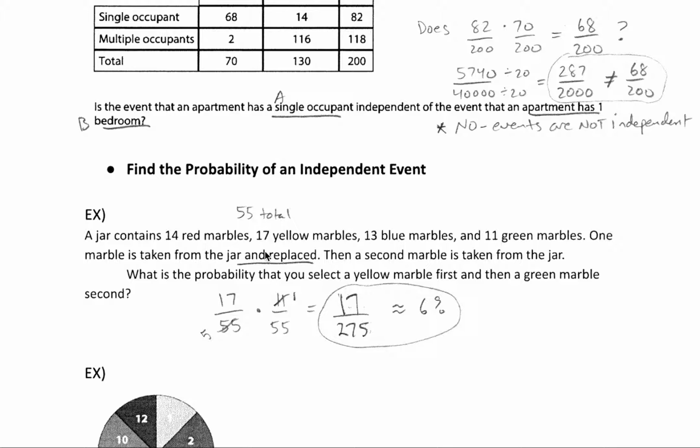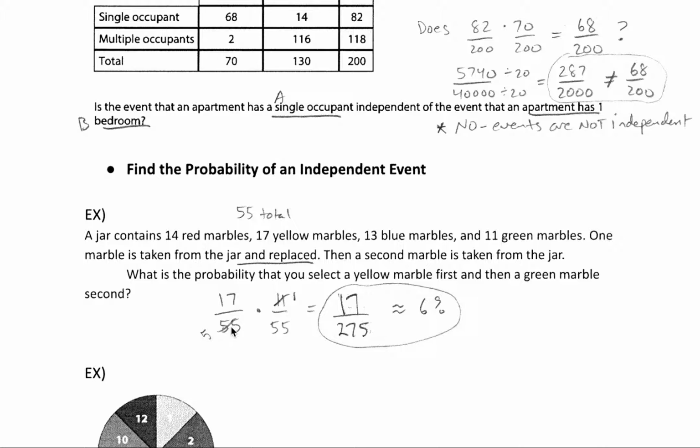We're going to take a marble out of the jar, and then we're going to put it back. So each time, we're going to have 55 marbles in our jar. Then we're going to take a second marble, and so we're going to have two events, one after the other. We know we're going to multiply those two events. Let's see what the individual probabilities are. If we select a yellow marble first, that would be 17 out of 55 marbles. And then we select a green marble. Well, there are 11 green marbles out of 55. So we have our two probabilities, 17 over 55 times 11 over 55.